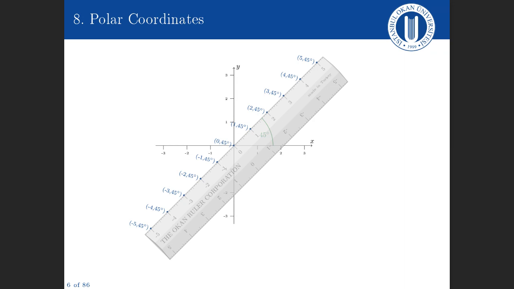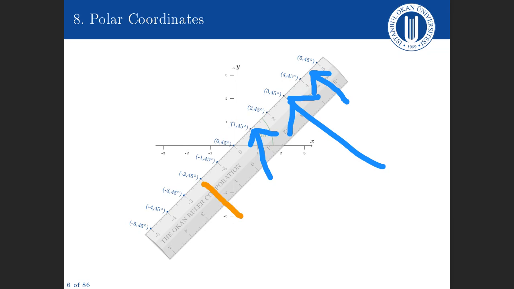For example, this is the point with polar coordinates 1, 45 degrees, because the distance from this point to the origin is 1, and the angle the ruler makes is 45 degrees. Or this one is the point with polar coordinates 3, 45 degrees. And here's a point with polar coordinates 4.5, 45 degrees. We could also go to negative numbers. This is the point which has polar coordinates -2, 45 degrees.